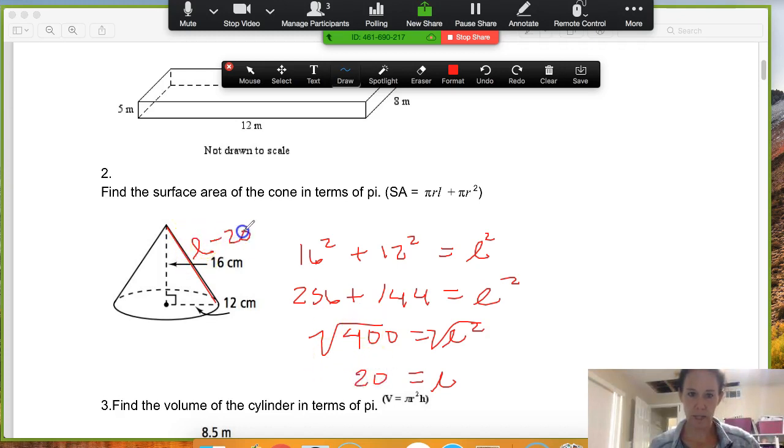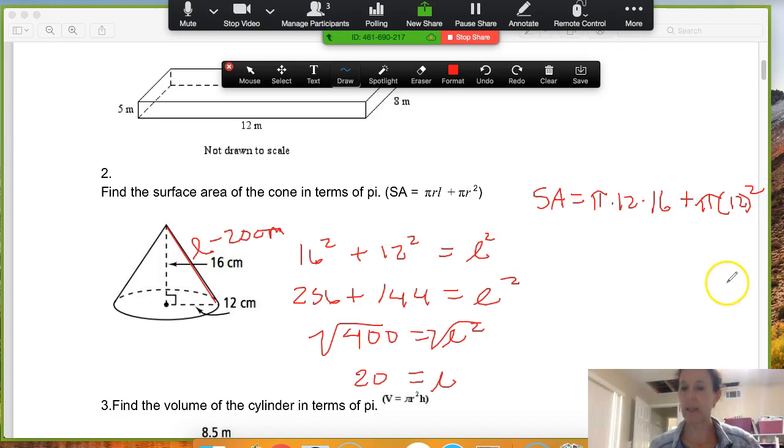There, 20 centimeters. So now I have my slant height, right? So now I can plug everything in. The surface area, I'm going to take pi and multiply it by the radius, which is 12. And then I'm going to multiply it by the slant height. That's going to give me my lateral area. The slant height is 16, plus the area of the bottom of my cone, right? The bottom part of my cone is going to be pi, and then my radius is 12 squared.